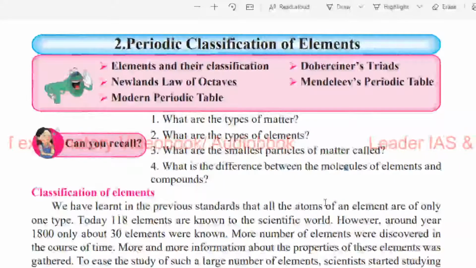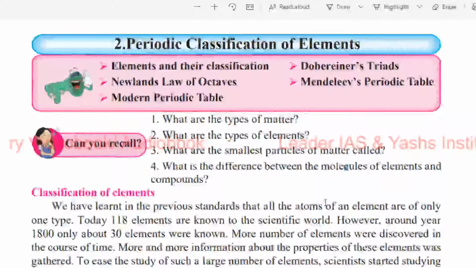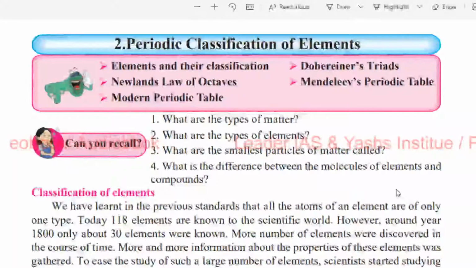Can you recall first: what are the types of matter? What are the types of elements? What are the smallest particles of matter called? What is the difference between molecules of elements and compounds?